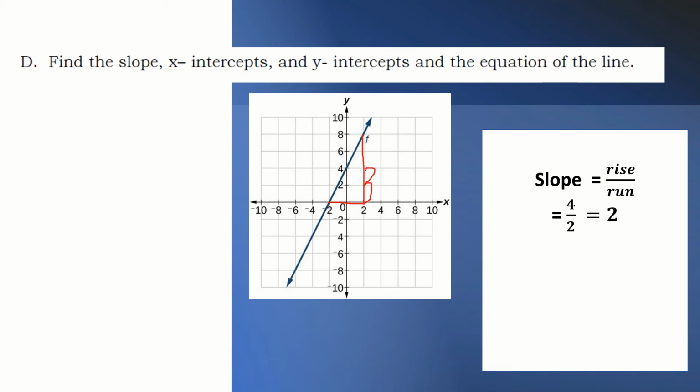So, 1, 2, 3, 4. Then, run is 1, 2. So, 4 over 2 is still 2. Okay, so positive that because that is rising to the right. So, pag rising to the right ang line, positive. Then, pag rising to the left, pag ganito, the slope is negative. Okay, so ayan yung 4 over 2 or 2.